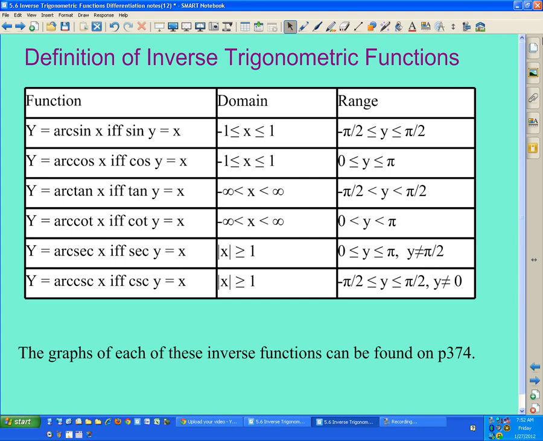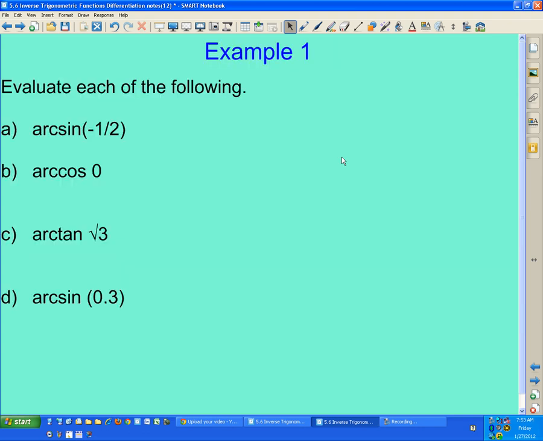You need to remember that arc sine is the same as sine to the -1 of x. It's the inverse when we restrict the domain and the range of the original function. Remember that the ranges over here are the domains of the original function, and the domain is the range of the original function, so we're going to restrict all of these as we go through. If you don't have this, make sure you get this down. We're going to start by evaluating these.